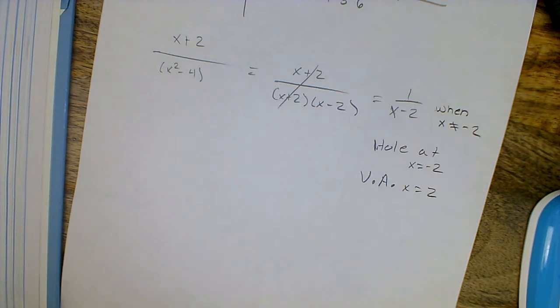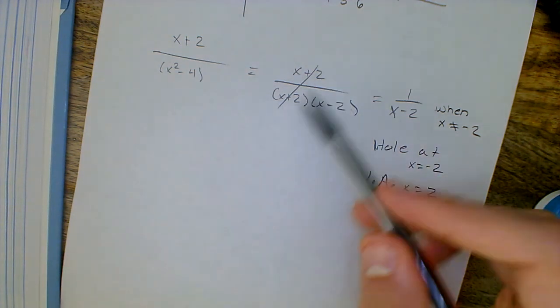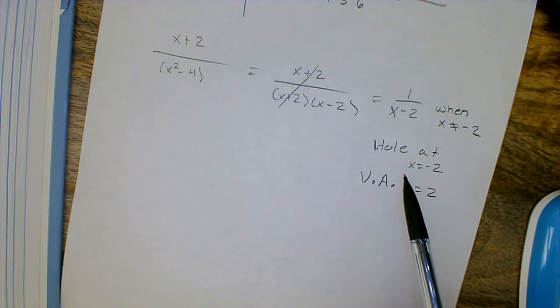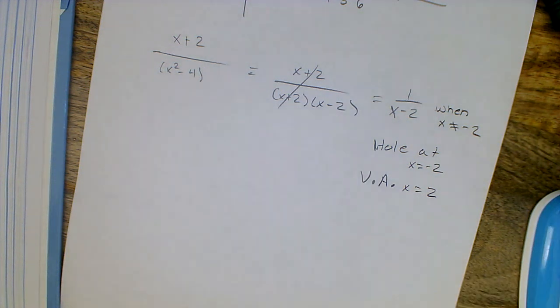Okay, so that's the difference between a hole and a vertical asymptote: the common factors. If you can cancel them out, it's a hole, and if you can't do that, if it's only a factor of the denominator, then it's a vertical asymptote.